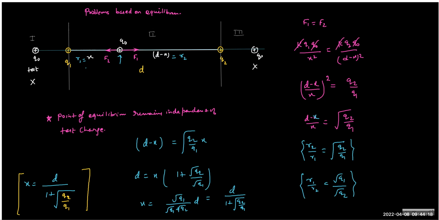Yes, sir. And you can see x is measured from q1. Okay, x is from q1, so the answer is root q1 by (root q1 plus root q2), times d. This is how you can remember it. If you take x from q2, then in the numerator q2 will come, and in the denominator the sum of the two will come. Okay. Yes, sir.